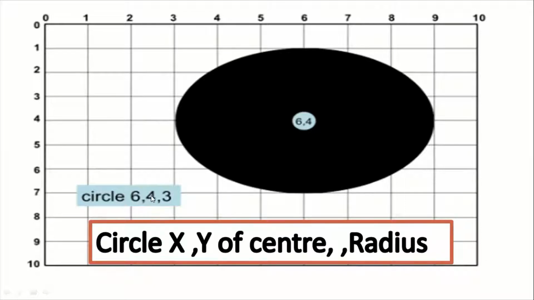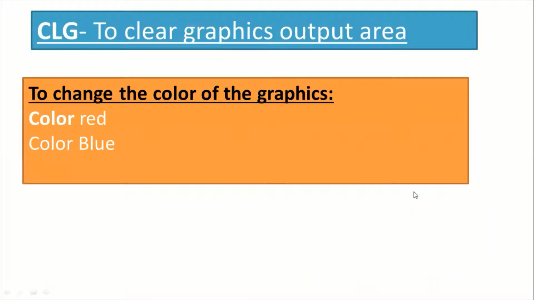6, 4 is the center point, 3 is the radius. So this is the command which we use to draw a circle. Now, if we have to clear the graphics output area, we will use the command CLG. CLG to clear the graphics output area. CLS to clear the screen, that is for the text output area.